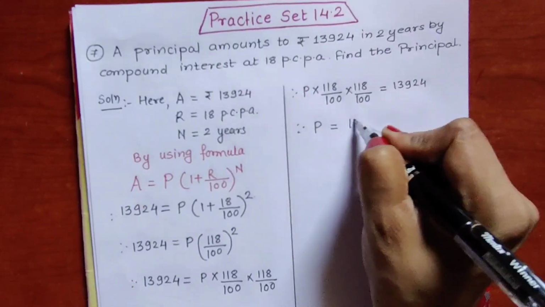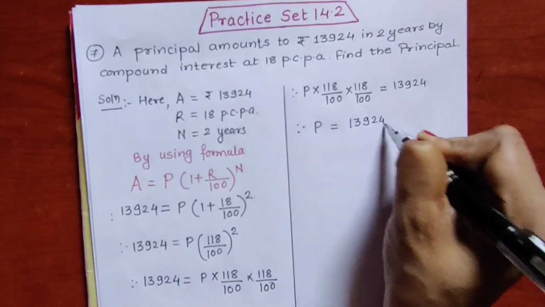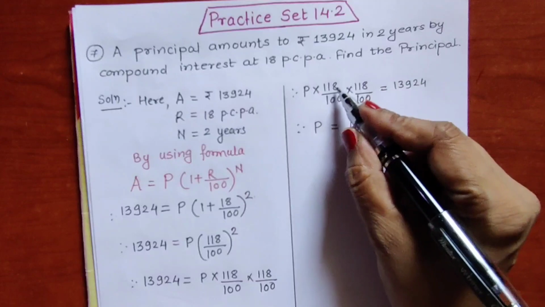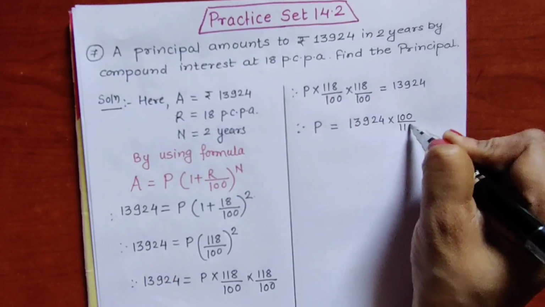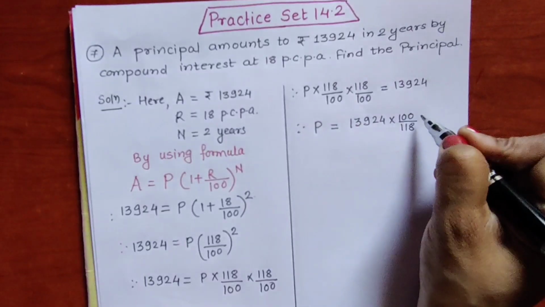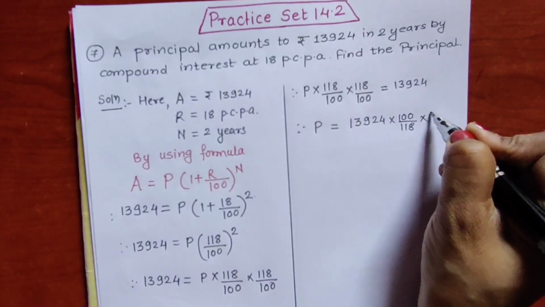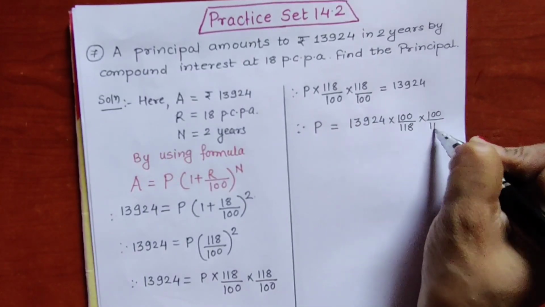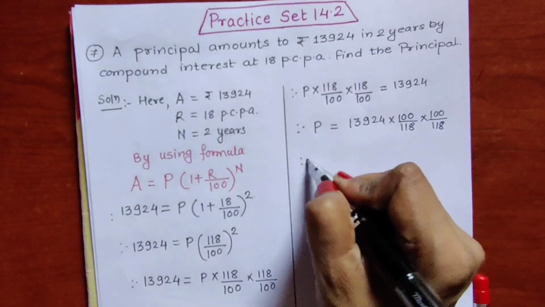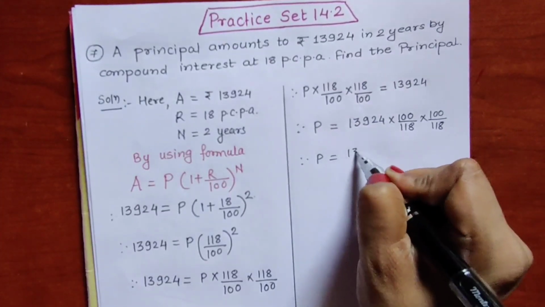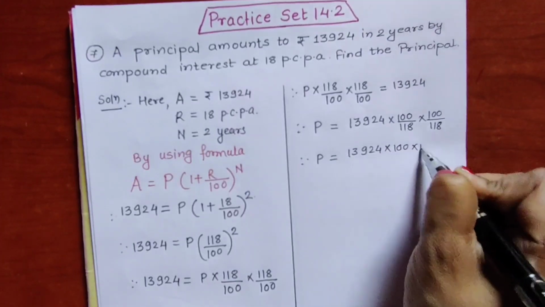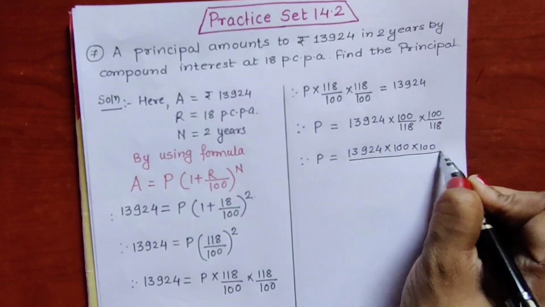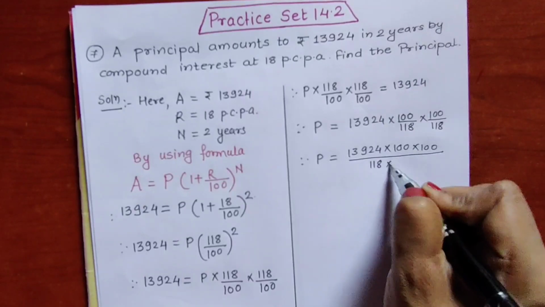So 13,924, I have to make the changes in the operation. 118 upon 100 will become 100 upon 118. Again 118 upon 100 will become 100 upon 118. So therefore P is equal to 13924 multiply by 100 multiply by 100 upon 118 into 118.